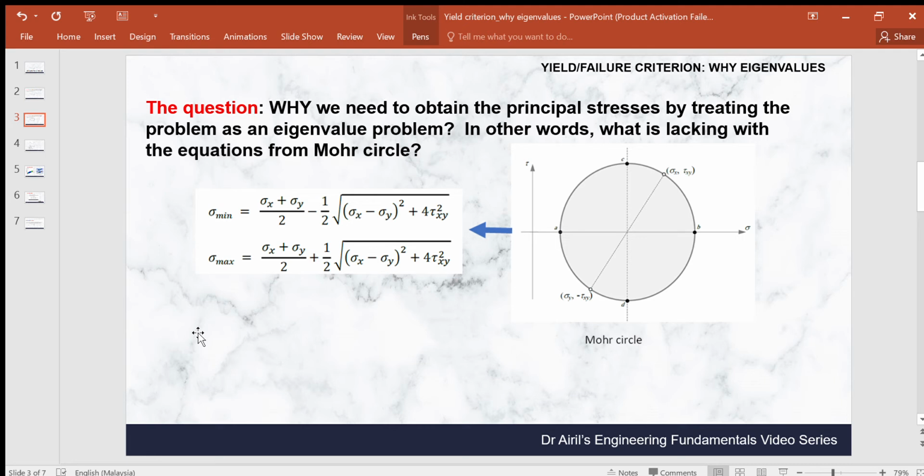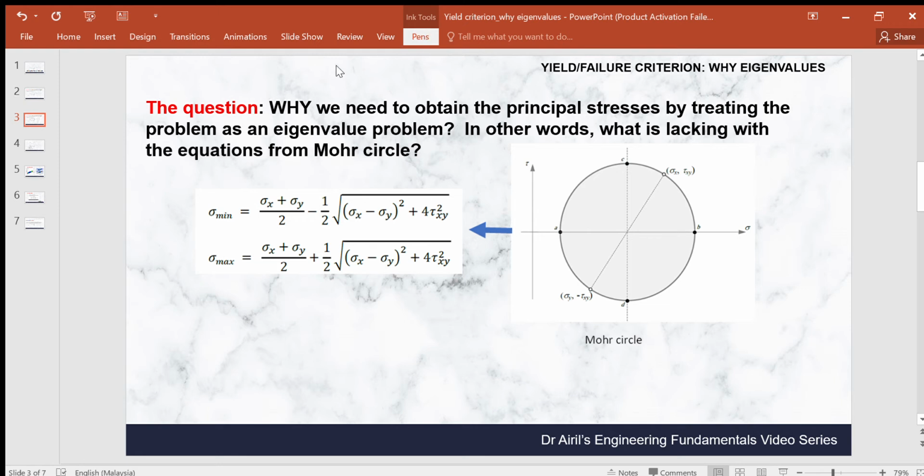In our previous video, or if you haven't watched it, that's okay, because this is something that you have learned during your first or second year. In our previous video, we have shown that for 2D problem, the principal normal stresses can be obtained from these two equations, which in turn derive from Mohr circle.